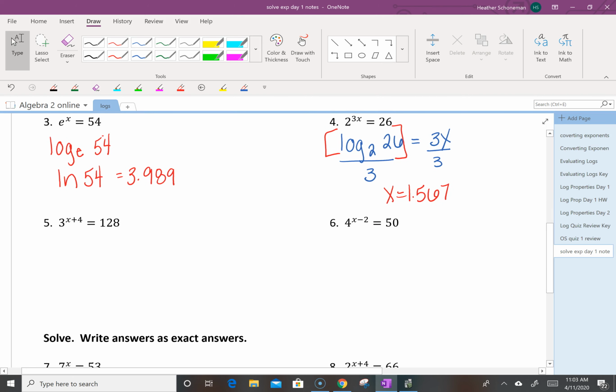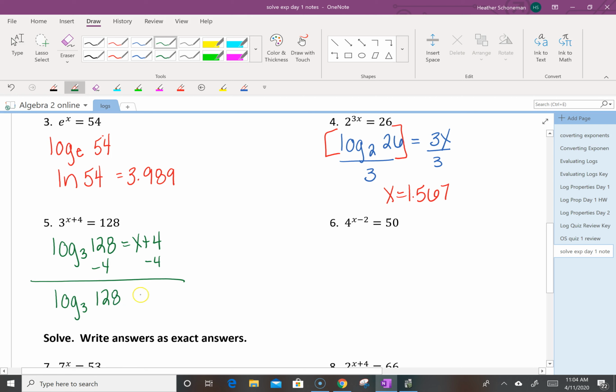All right, let's try this again on number 5. So we rewrite it first. So we have log base 3 of 128 equals x plus 4. But now to solve, we have to subtract 4 from both sides. So what that's going to look like is log base 3 of 128 minus 4 equals x. Now, your calculator will be okay if you don't use parentheses here.